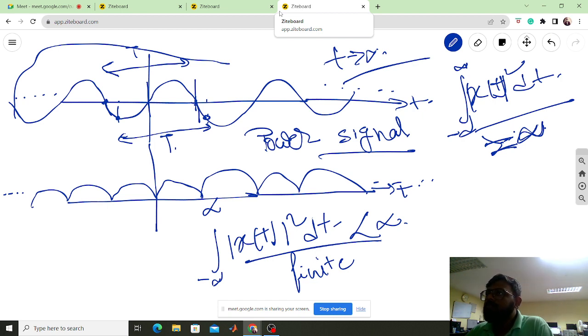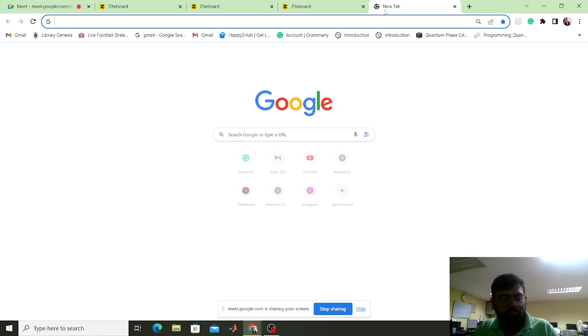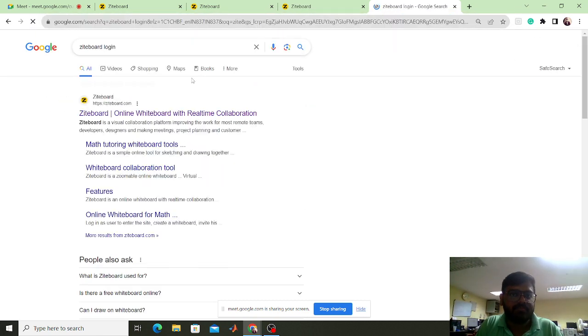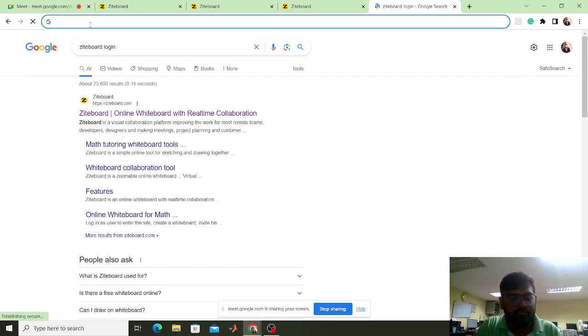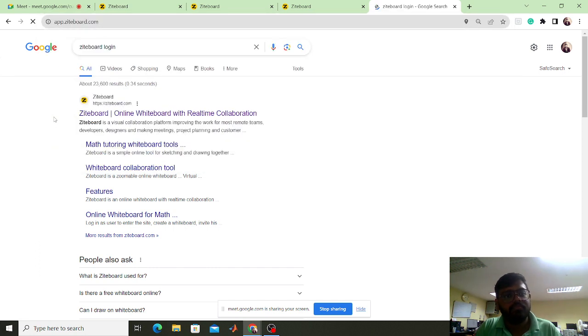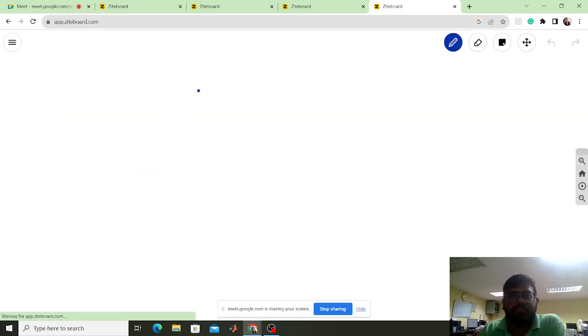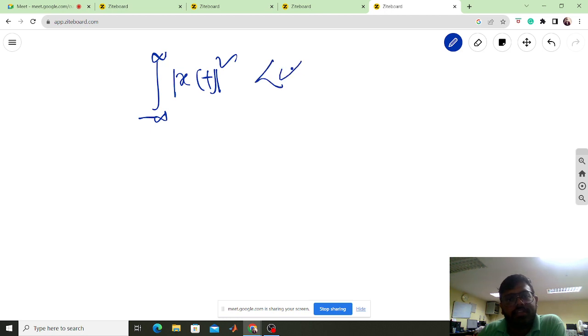Okay, so I'm just addressing the main questions here. The next question was how to identify whether a given signal is an energy signal or a power signal. Just writing the main constant here. If you somehow can prove this quantity is less than infinite, this is an energy signal.